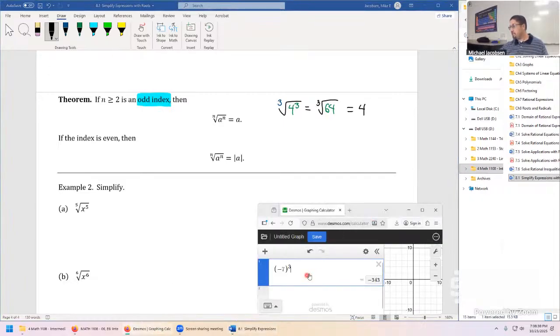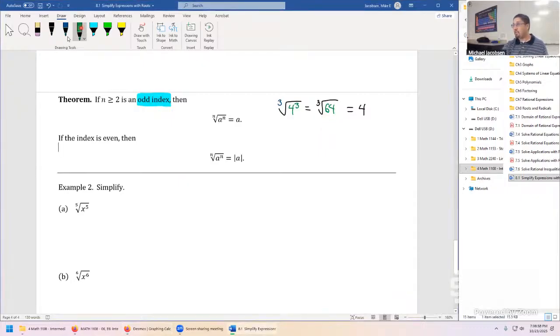The check is, once again, raise 4 to the power of the index, which is 3. Let me try again. We get the 64. But it looks like we really didn't have to do that, right? That middle step was kind of just not really necessary.